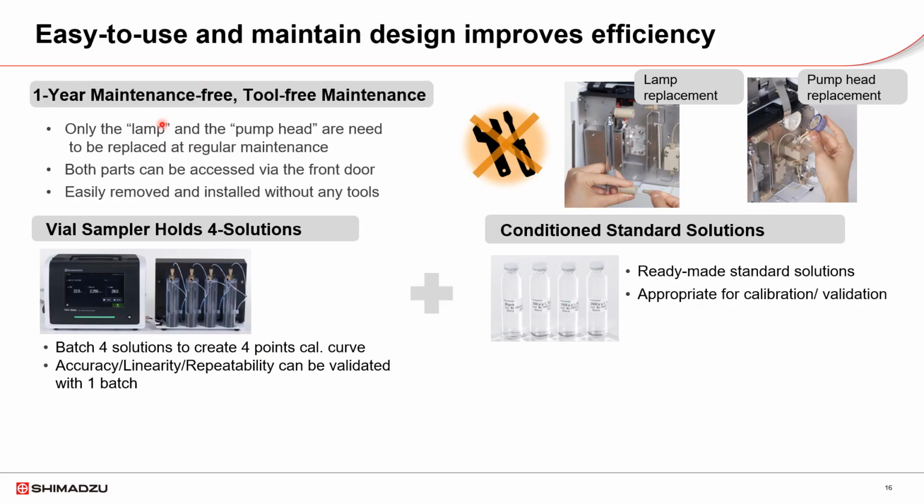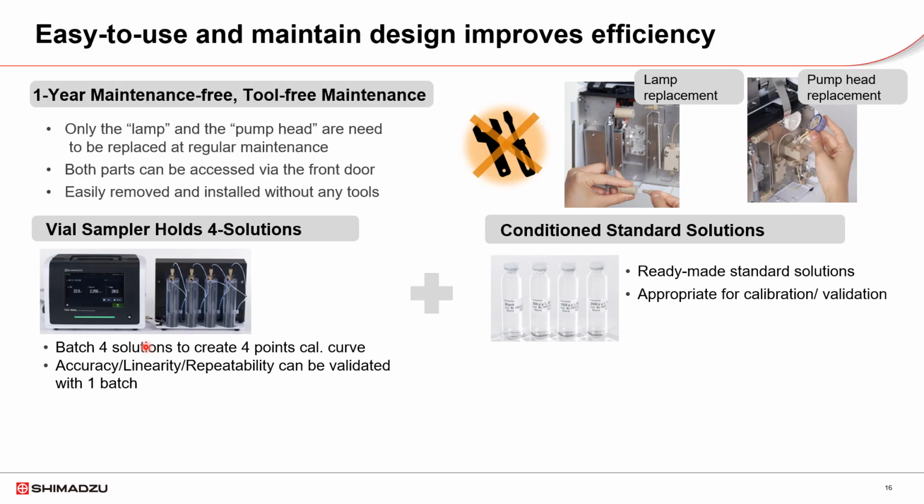TOC 1000E has an easy-to-use and maintain design that improves efficiency. This system is 1 year maintenance free and doesn't need any tool for maintenance. Two parts of the system, the UV lamp and pump head, need replacement, which can be done without any tools and can be accessed easily via the front door. This system is offered along with a vial sampler, which can hold 4 samples or standards for calibration purposes.